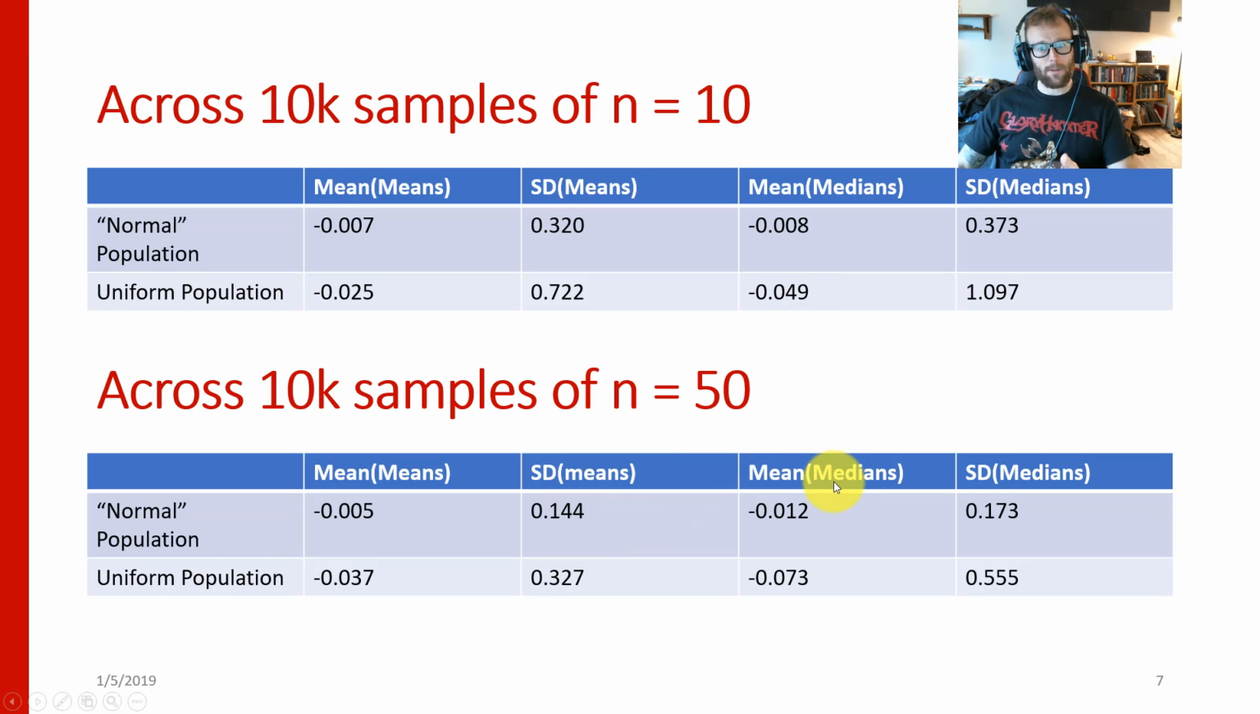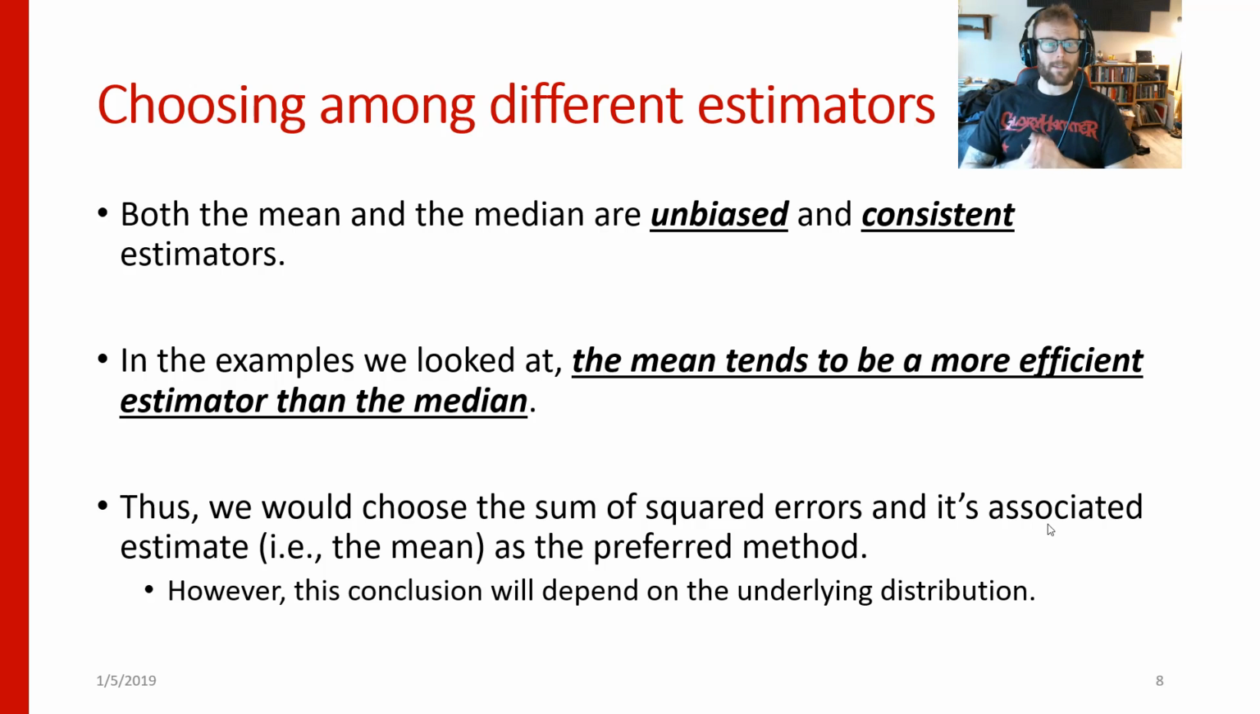Now, let's look at how the median is performing. We can see, okay, again, the median is relatively unbiased when we take these samples of 50, and the standard deviation of the medians is going down as we go from 10 to 50 observations. So the median is also a consistent estimator. So in summarizing the comparison across all of these different simulations, we can see that both the mean and the median are unbiased and consistent estimators.